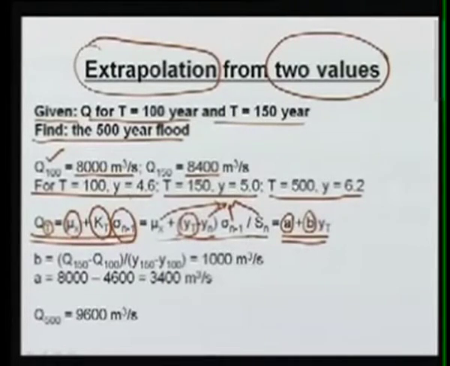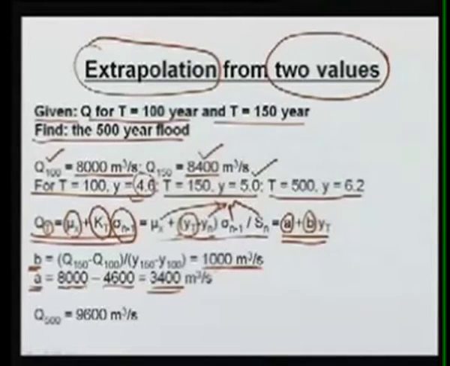If the values of qt and yt are known for two different values, then we can estimate these a and b values. In this case q100 is given and y100 is given. Similarly q150 is given and y150 is given. So using these two we can obtain b as delta q divided by delta y, which comes out to be 1000 meter cube per second. So 8400 minus 8000 divided by 5 minus 4.6 will come out to be 1000 meter cube per second, and similarly a can be obtained from any of these equations as 8000 minus 4.6 into 1000, and it turns out to be 3400 meter cube per second.